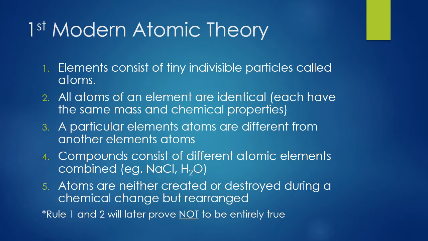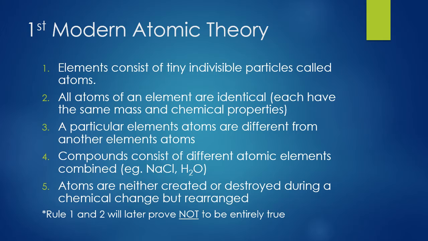The first modern atomic theory had 5 main postulates that we're going to cover. The first 2 postulates later proved not to be entirely true, and we'll look more closely at that when the time comes. The very first postulate is that elements consist of tiny, indivisible particles called atoms. So it's true that elements consist of tiny particles called atoms, but what we'll see is that it's not true that atoms are indivisible.